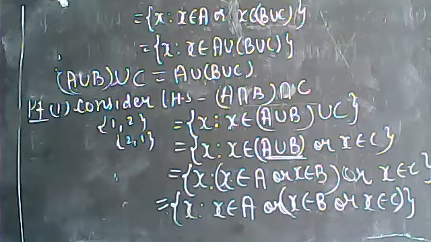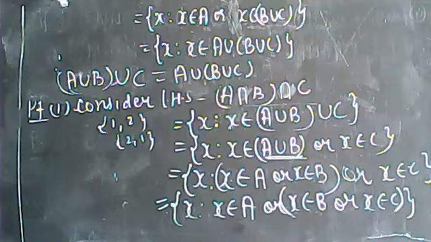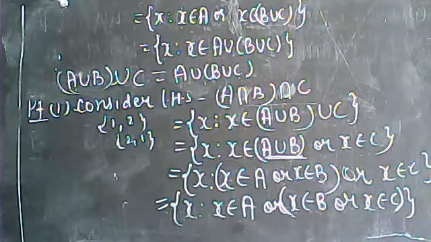So students, you have to check the second part of associative law, in which you have to prove the same result for intersection. So kindly go through this topic. Next topic we are going to discuss in the next class.